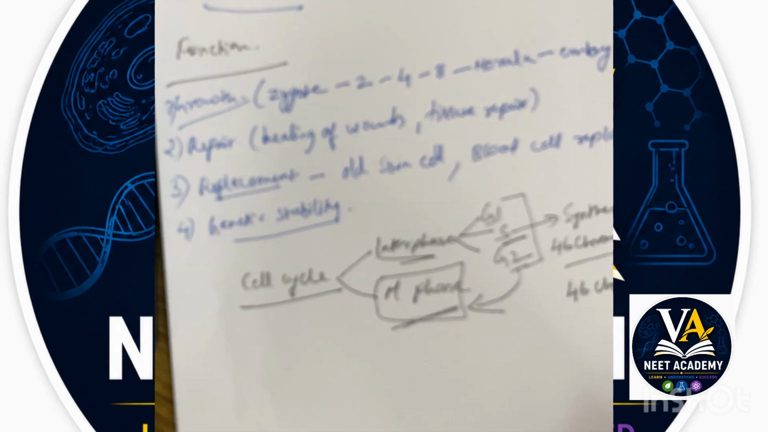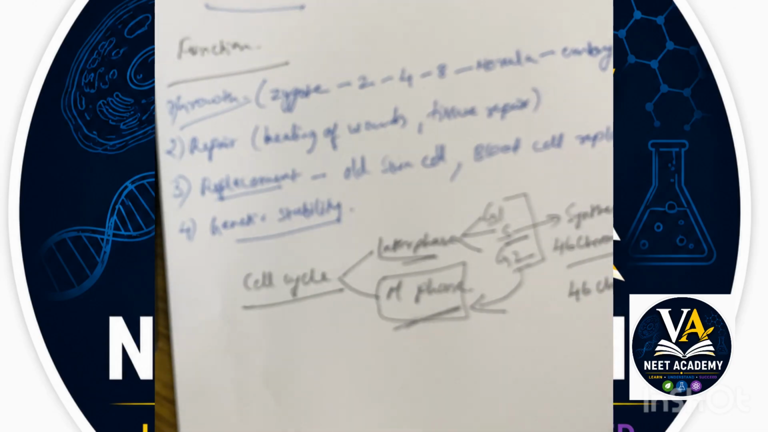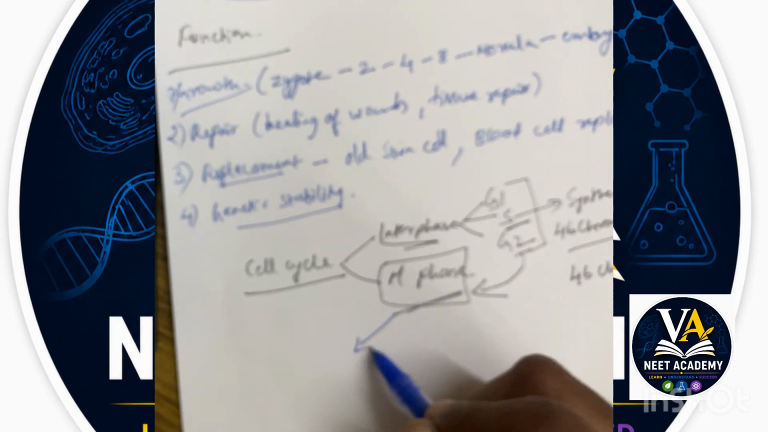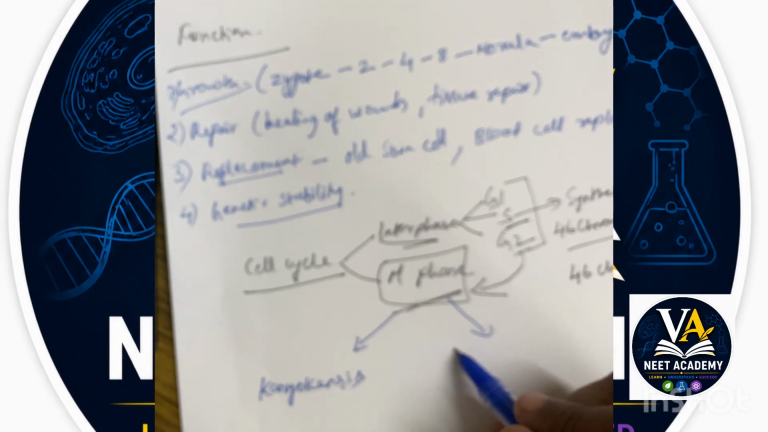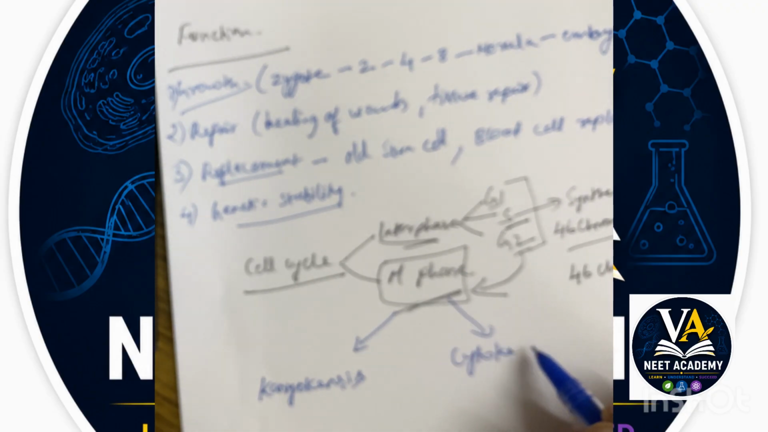Right? So the M phase has two events. One is karyokinesis, the other is cytokinesis.